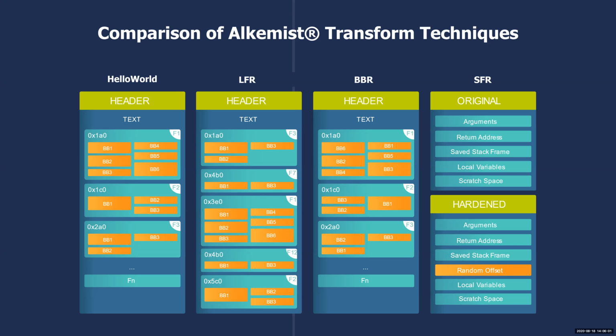And then we have stack frame randomization, where for every function that has a local stack frame, we add a random offset in there so an attacker can't know how many bytes to write when they're trying to exploit a buffer overflow.